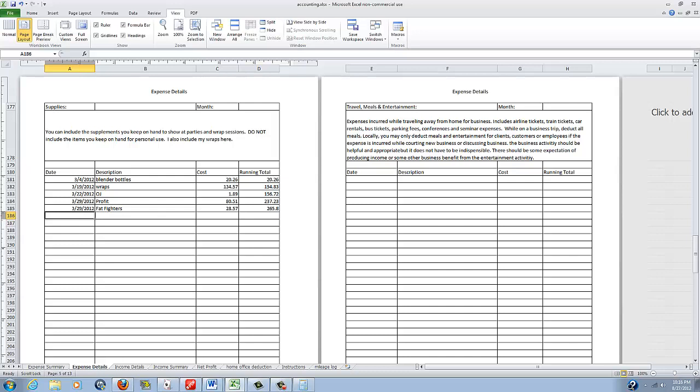The business activity should be helpful and appropriate, but it does not have to be indispensable. So that means that you can't just go out to eat, say 3 things about your business, and then write off your meal. It actually has to be a working meal. There has to be some expectation that you're going to get a business benefit from the meal or the entertainment activity. So, in March, I had some training, and it was at lunch.